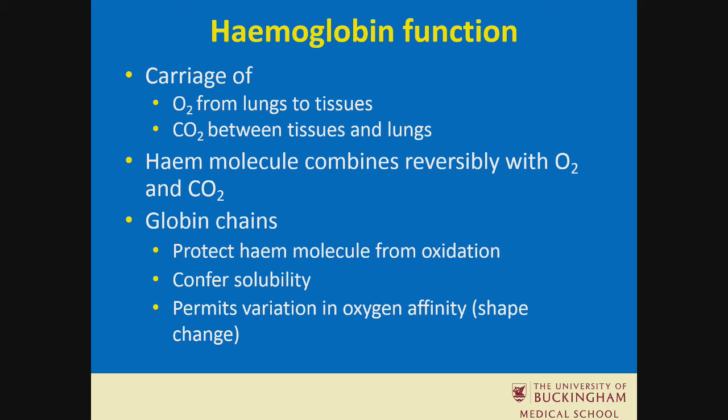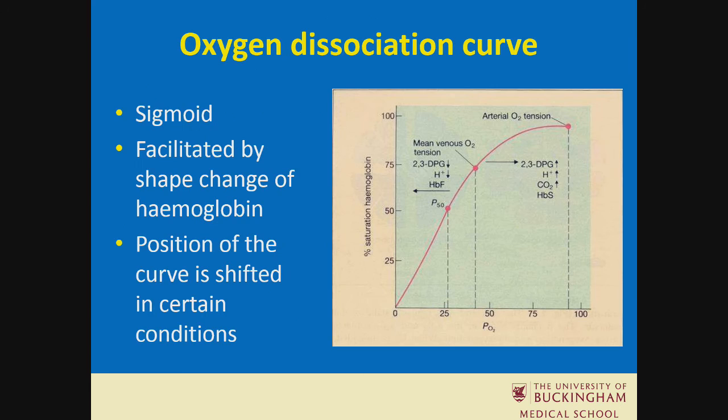I mentioned this already, it carries oxygen to tissues and carbon dioxide back to the lungs, with a reversible interaction with oxygen and carbon dioxide, and, of course, an irreversible reaction with carbon monoxide, which is poisonous. And I believe you've talked about globin chains in the past. They protect the heme molecule. And of course, they're important in the allosteric reaction.